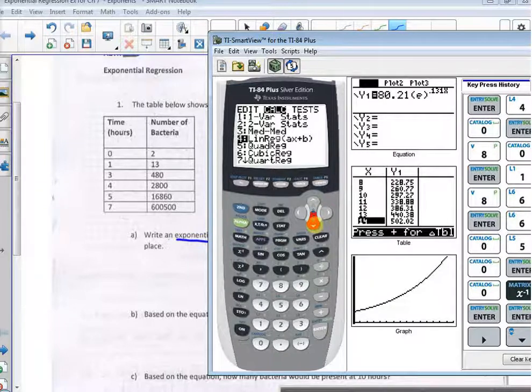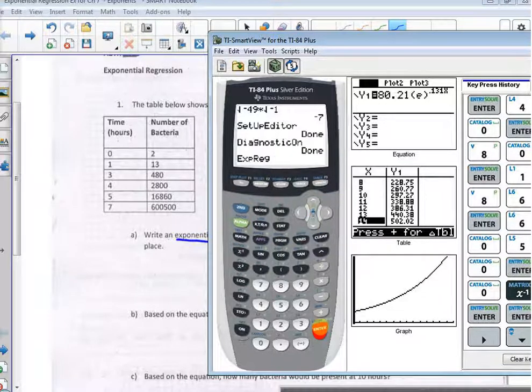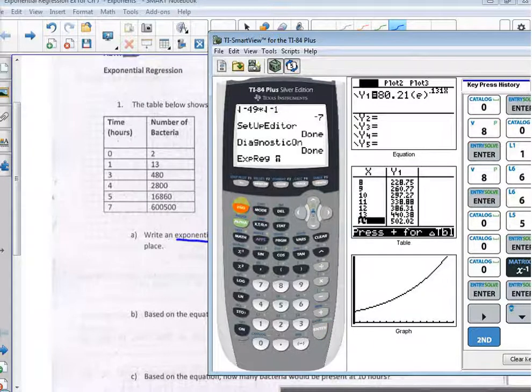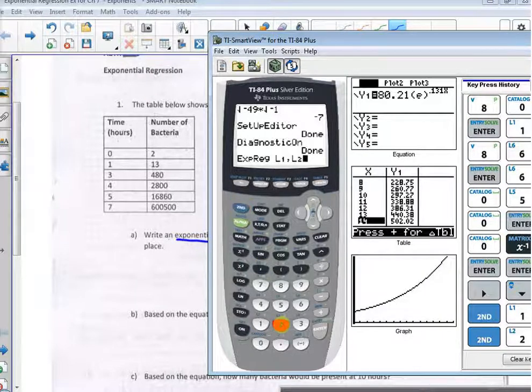find ExpReg, which I think might be 0. ExpReg, which is 0. And then if you have an old calculator like this one is, then you have to get L1, L2, which is second 1, commas above the 7, and then second 2, L2.